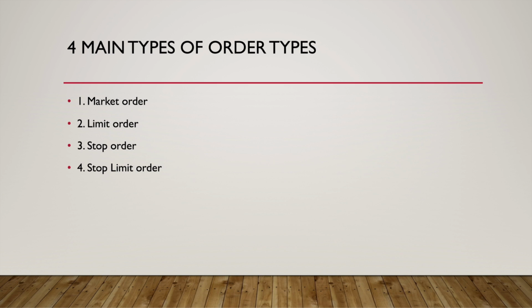So there are four main order types: market order, limit order, stop order, and stop limit order. Let's go through each one of those and I will explain what each means.